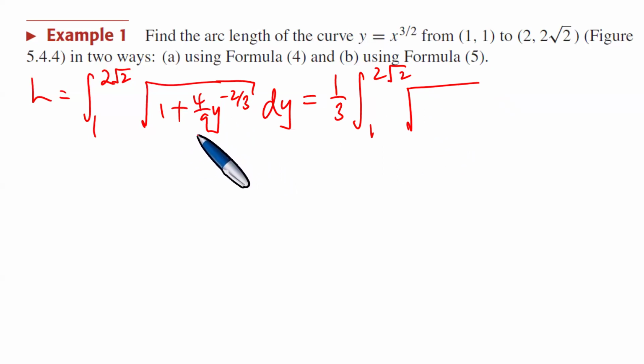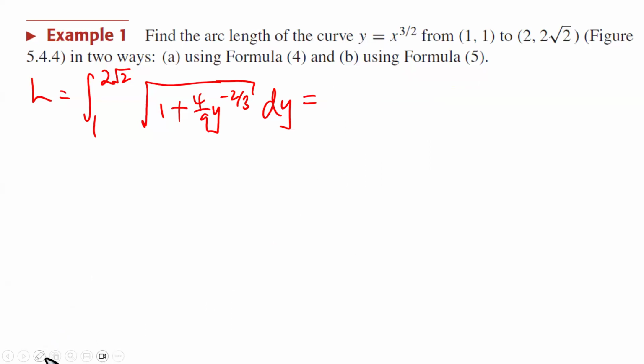Not only take out 9, let's take out 9 together with the factor it is associated with. We want to integrate this now, that is the objective. So we can take out the 1/9, and then it becomes 1/3, integral from 1 to 2 square root of 2.